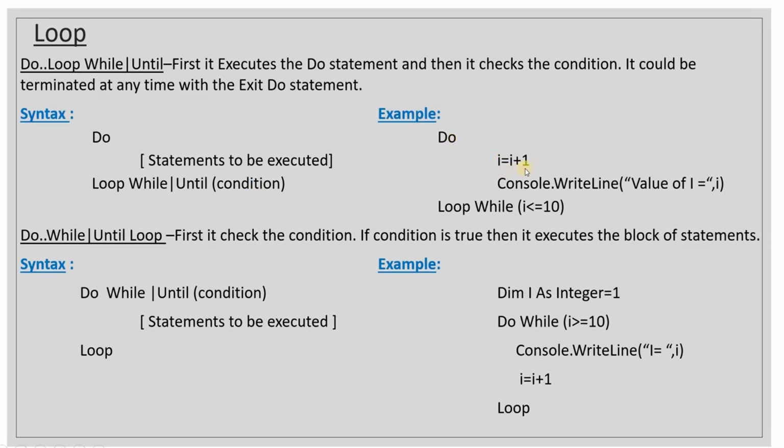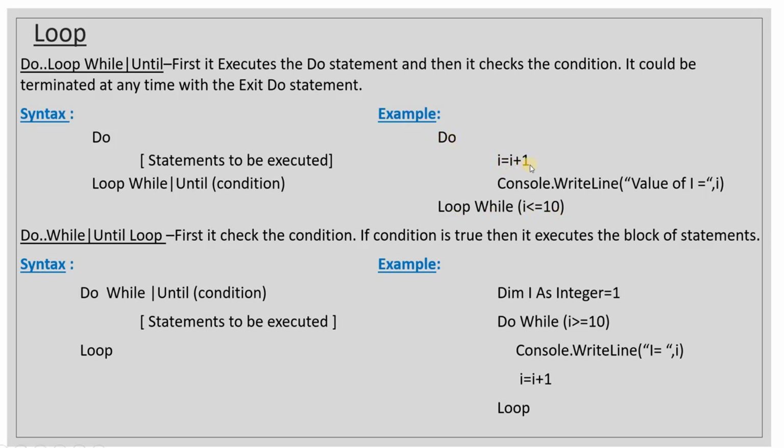So here I is equal to I plus 1. Then Console.WriteLine value of I equals I. It will print the value of I. First it will print the value of I. That means if I is equal to 0, then here I equals I plus 1 means I takes a value of 1. Then it will print the value of I, that is 1. After that it will check loop while I is less than or equal to 10. 1 is less than or equal to 10, so it again goes to the do loop.